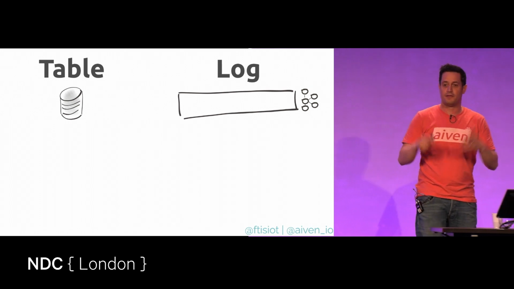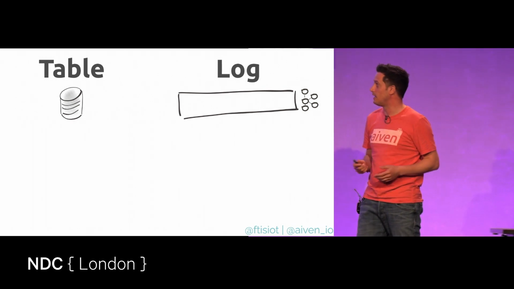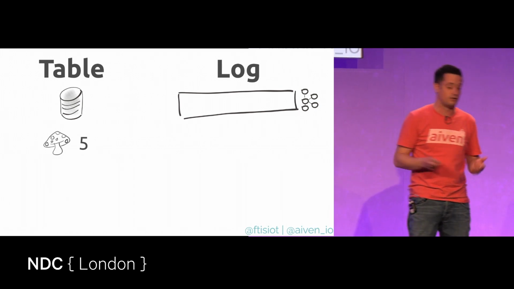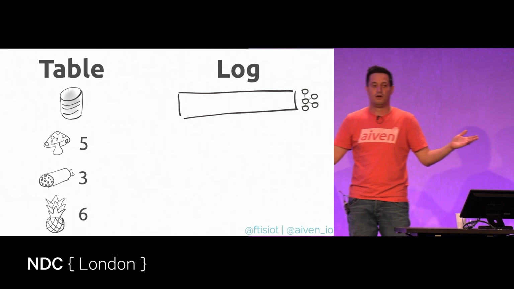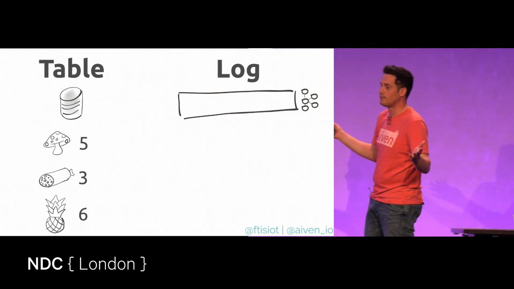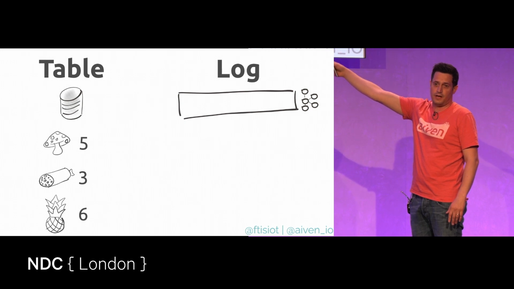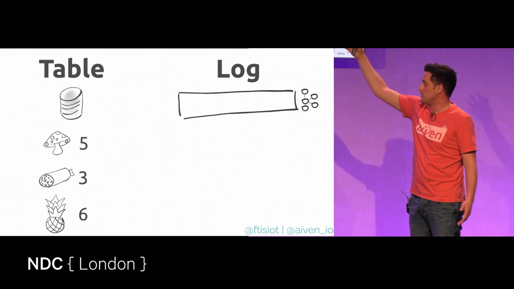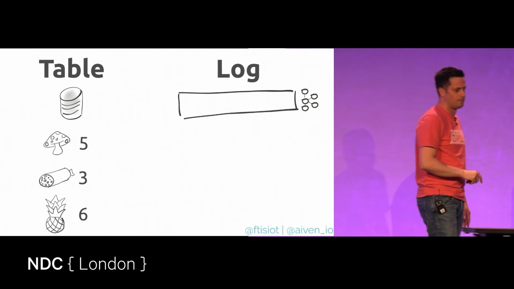So if we have the fridge information in a table, we query the table, and the table will tell us, look, in your fridge there are 5 mushrooms, 3 salamis, and 6 pineapples. All fine, correct? Let's say that we check the fridge information every hour. We see this situation, and everything seems to be fine.